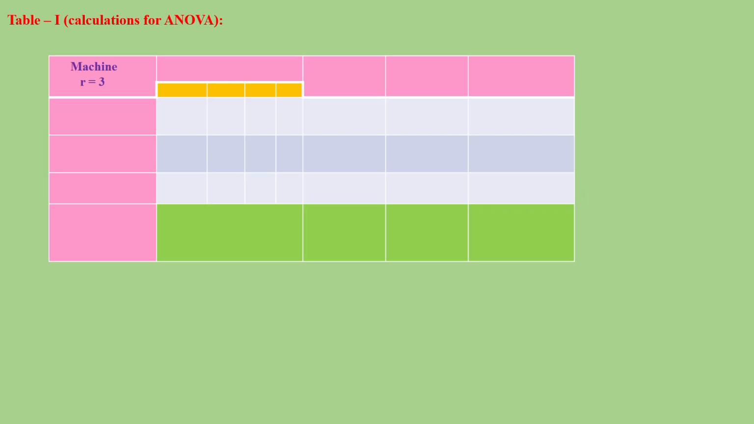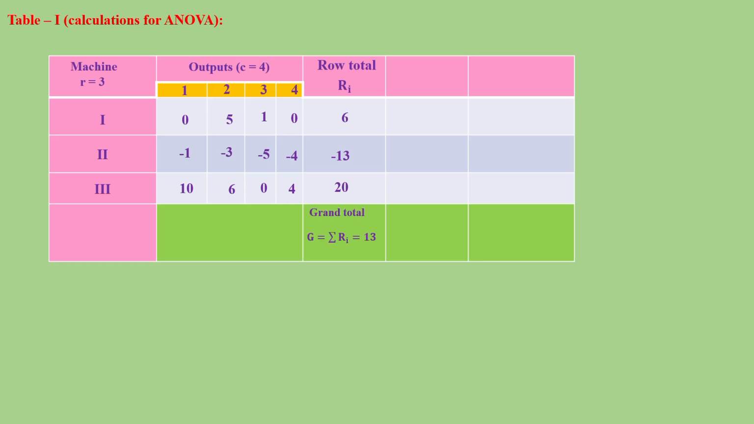So machines R is equal to 3: 1, 2, 3, and outputs C is equal to 4: 1, 2, 3, 4. Then write the new numbers after shifting the origin. Then first row total, row 2 total, and row 3 total. 6, minus 13, 20. Sum of the row totals, grand total G is equal to sigma Ri, that is equal to 13. Then find Ri square by Ci.